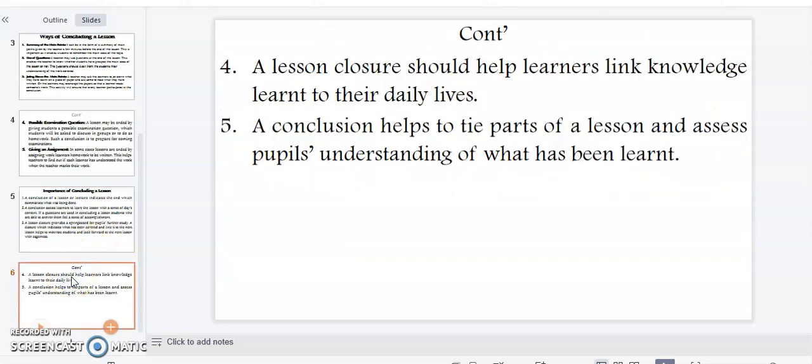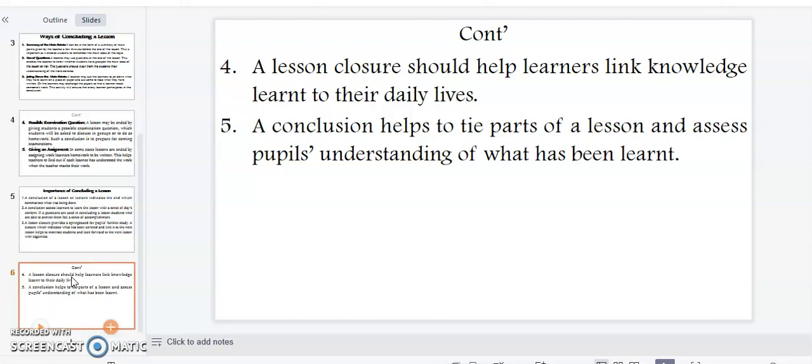Number 4, a lesson closure should help learners link knowledge learned to their daily lives. And finally, a conclusion helps to tie parts of the lesson together and assess pupils' understanding of what has been learned.